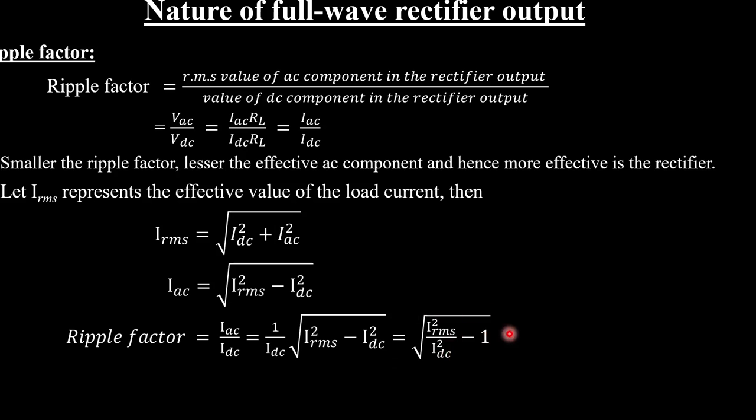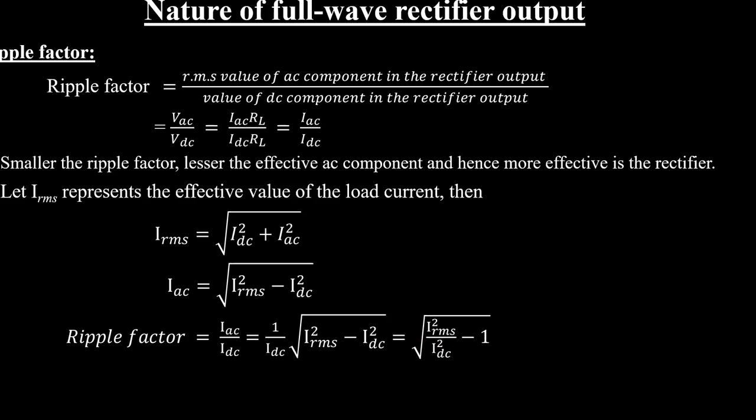So this is the expression for the ripple factor in terms of the current, that is the RMS value of the current, and this RMS value, remember, is the RMS value of the AC current, and IDC is the value of the DC current in the rectifier output. So this is the general expression.